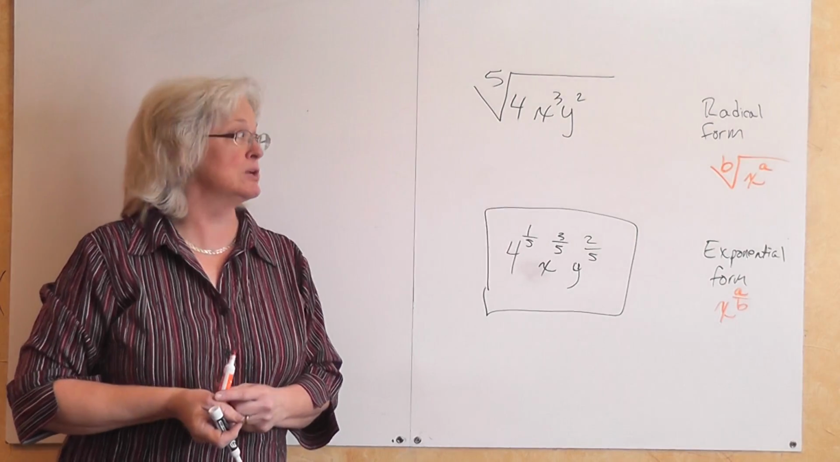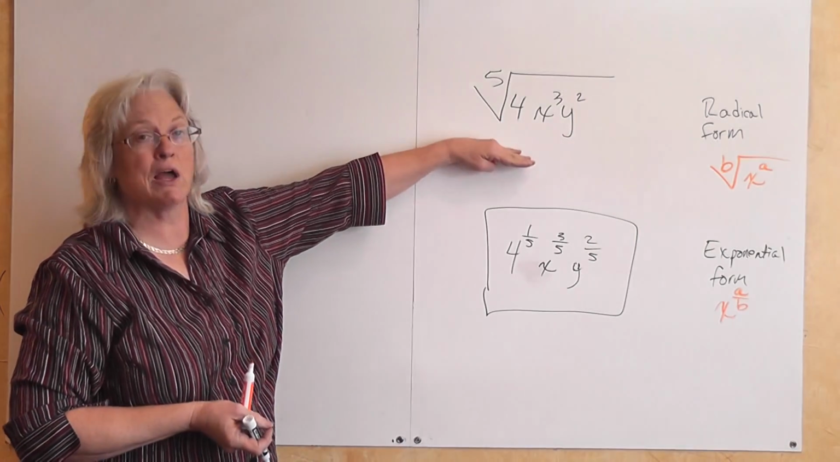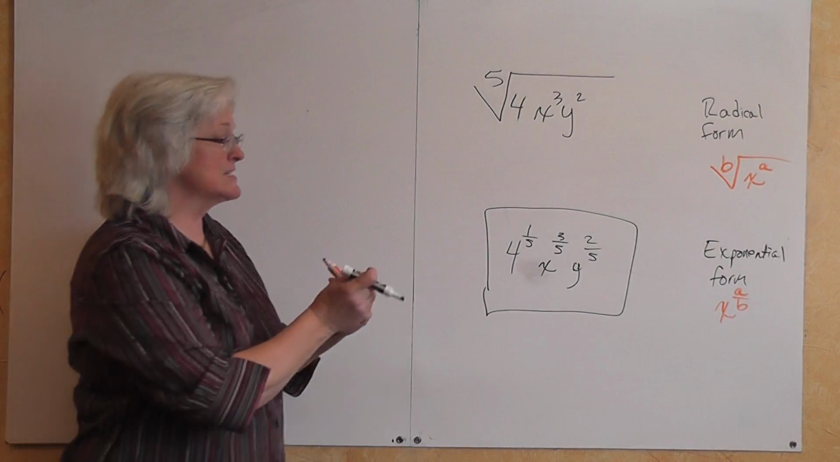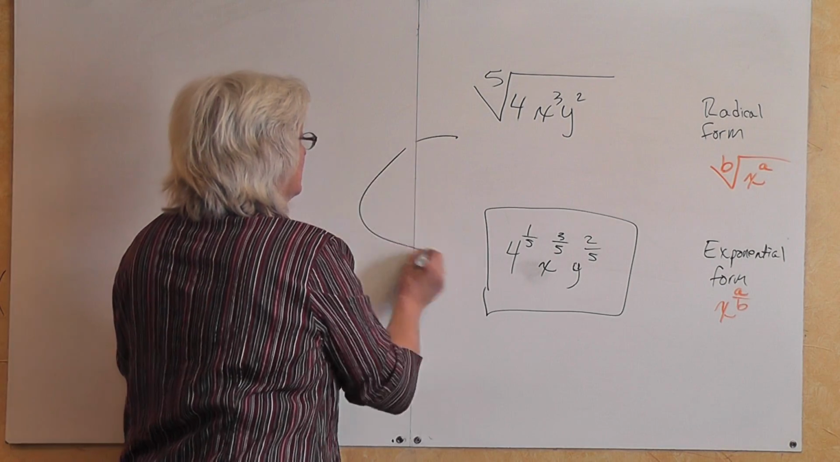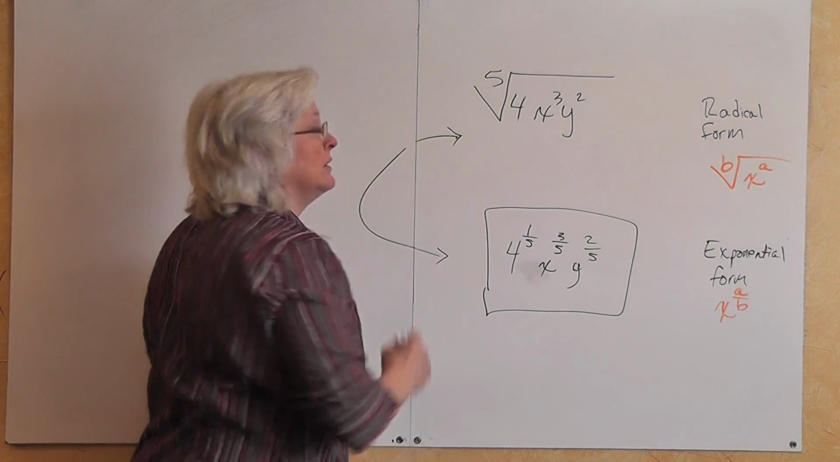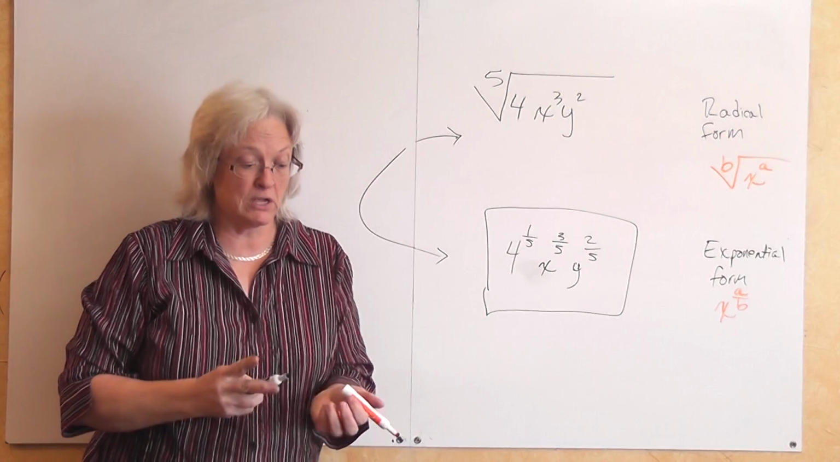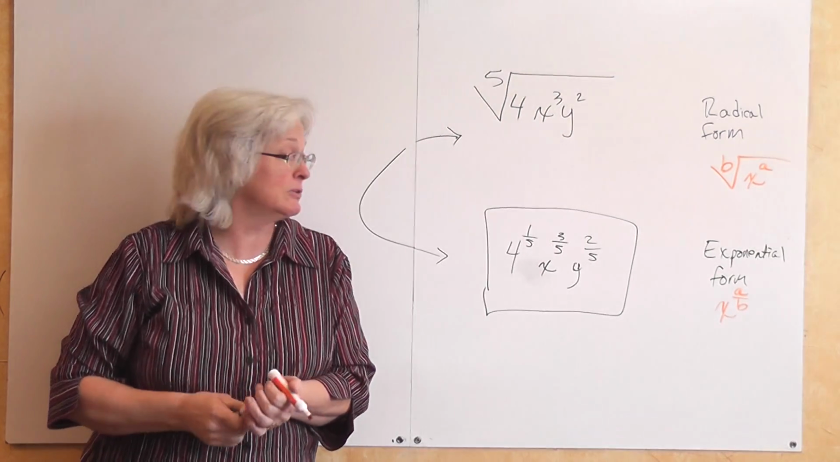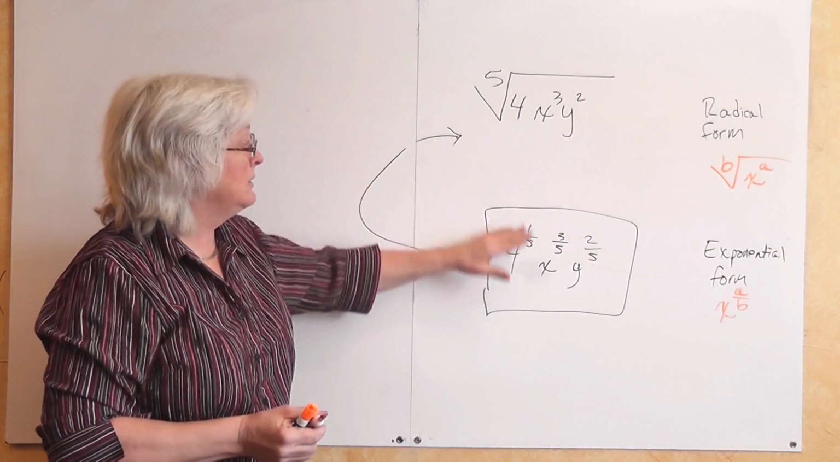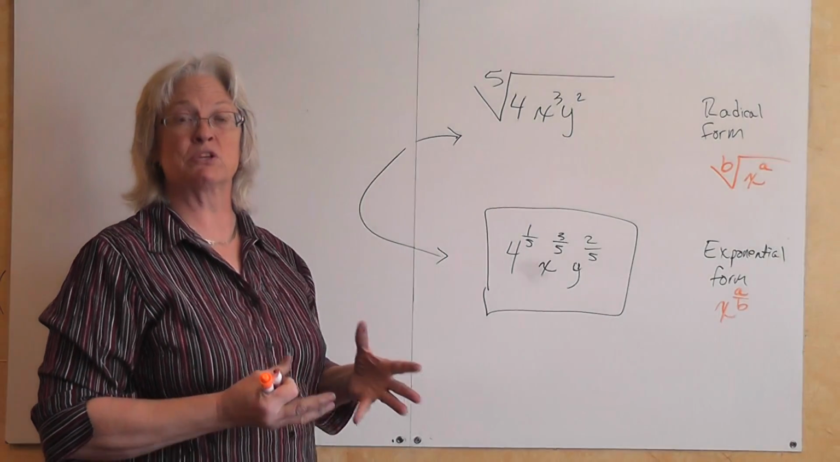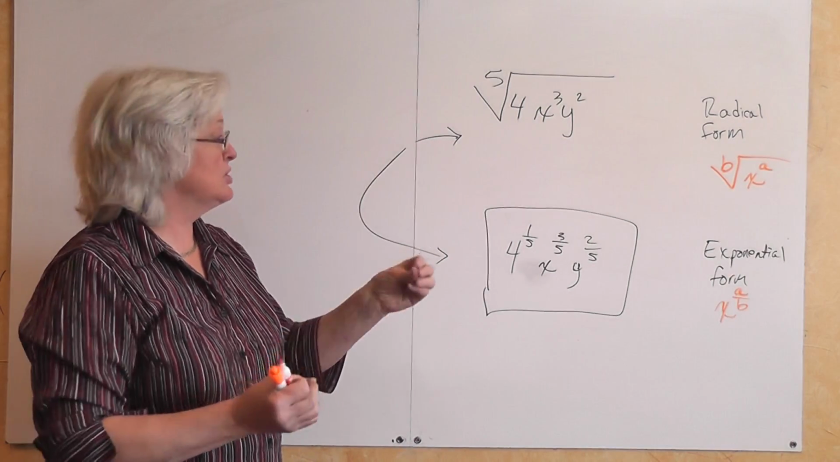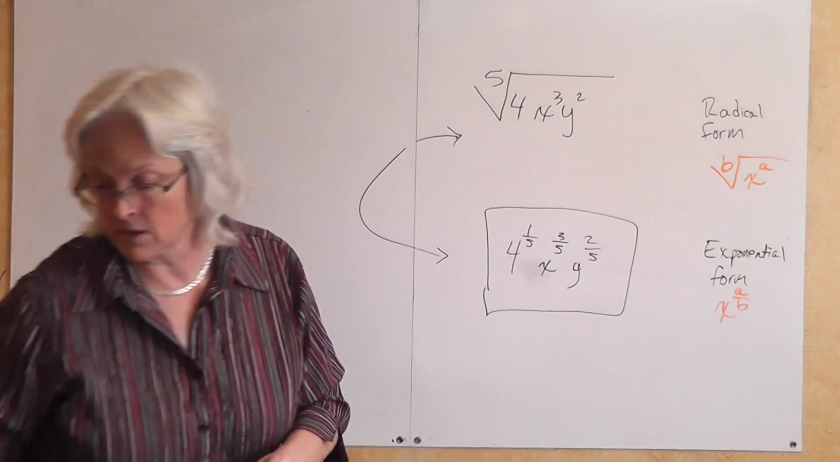This is the exponential form of this radical here. You simply have to be able to convert back and forth from one form to another. That's what exponential notation is all about. And radicals, particularly these, are irrational numbers. There's not a perfect number that you can come up with for these.